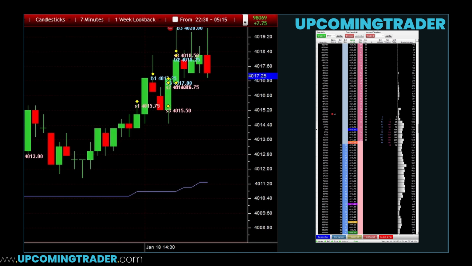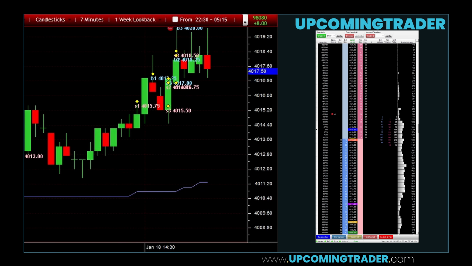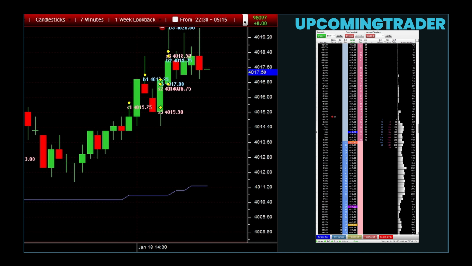When a divergence occurs between on-balance volume and price, such as when price continues to rise but on-balance volume starts to fall, this can be a signal that buying momentum is fading and that a trend change may be imminent.